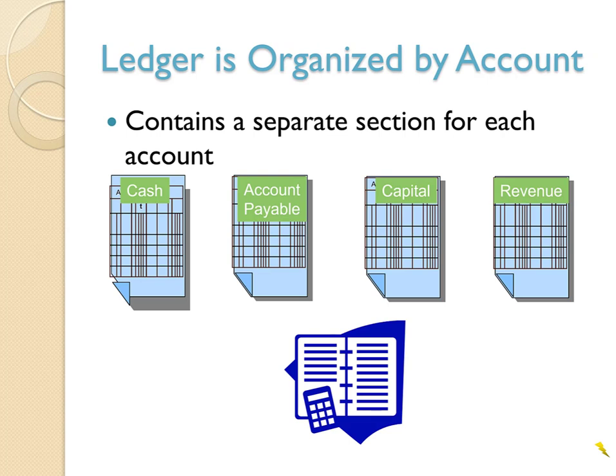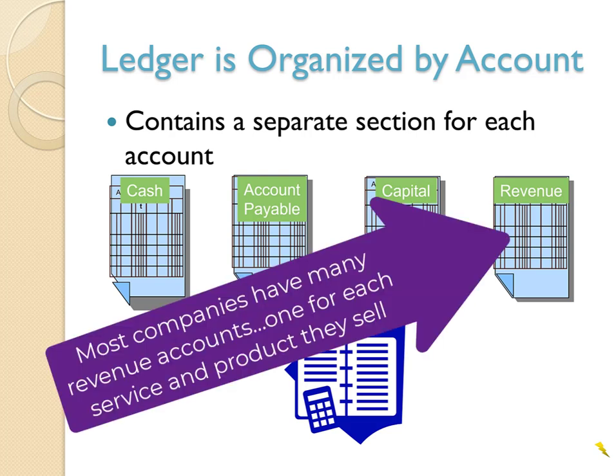So remember, the ledger is organized by account and contains a separate section for each account. So this is a visual representation of a ledger. Again, just remember that it's broken up into sections, one section for each account a company has. For example, many companies have multiple revenue accounts. For example, Target would have a separate revenue account for each product that they sold in order to be able to track which items are selling and which items are profitable.